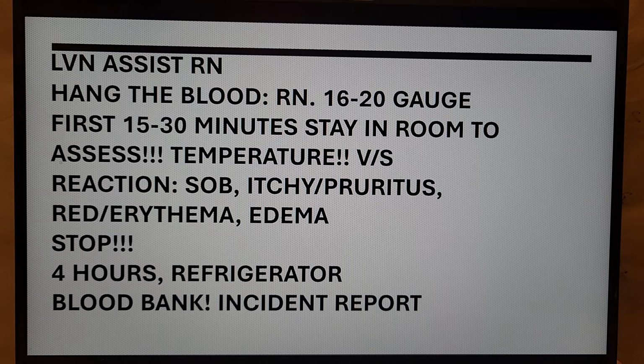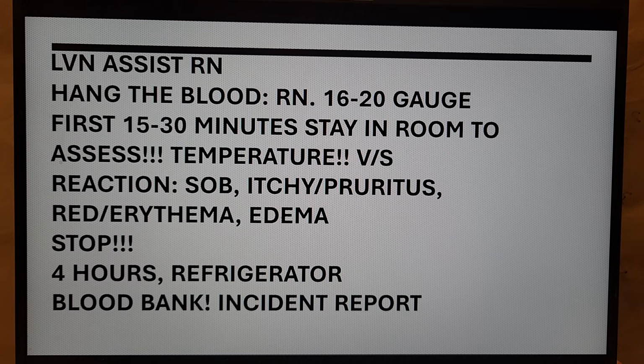So assess the temperature, vital signs, and if the patient suddenly cannot breathe, is itchy or red, or coughs, right? Whatever you see that is not normal, quickly stop the blood, right? That's the first thing to do. And this is always on the test, right? What should you do when you see something wrong? Stop. That's the first thing. And then call RN, call everybody, go and save the patient, make the patient stable, right?